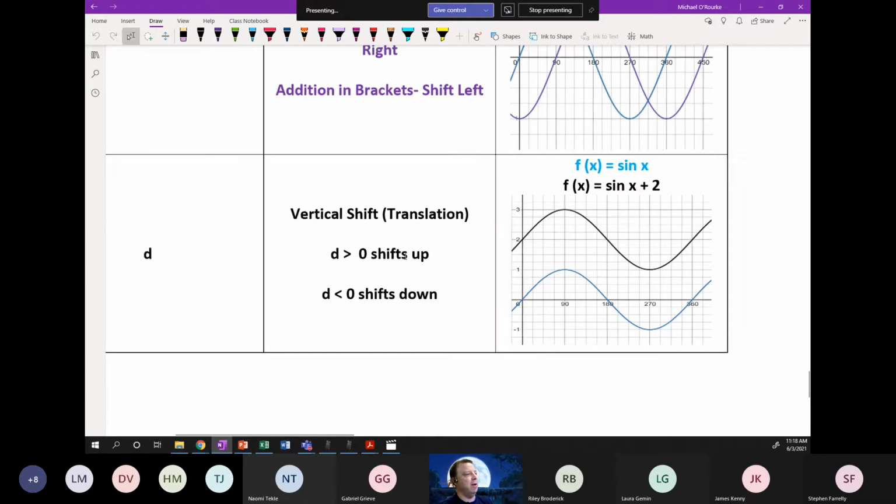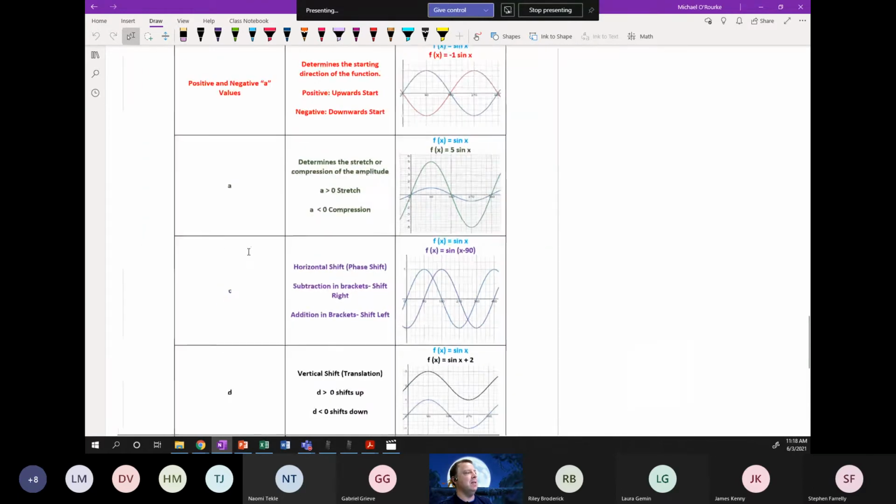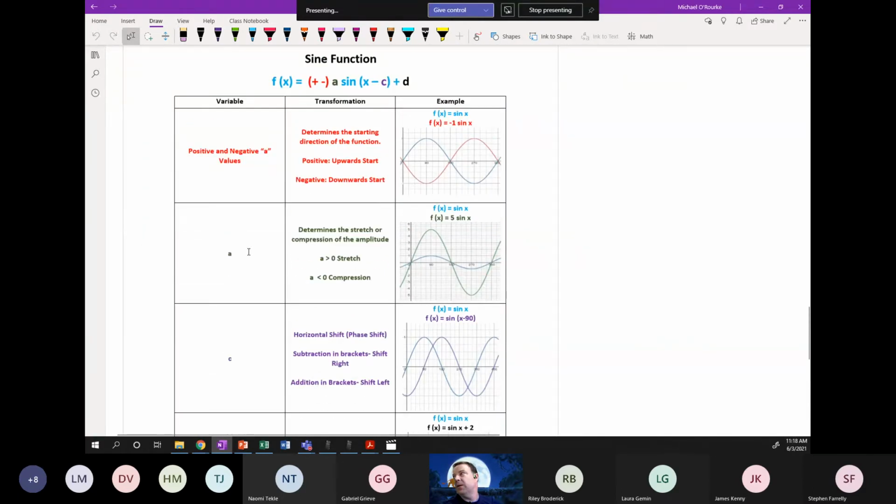How are we with recognizing what A, C, and D do to our values out of 10? Okay. I mean, out of 5. Sorry, out of 5.